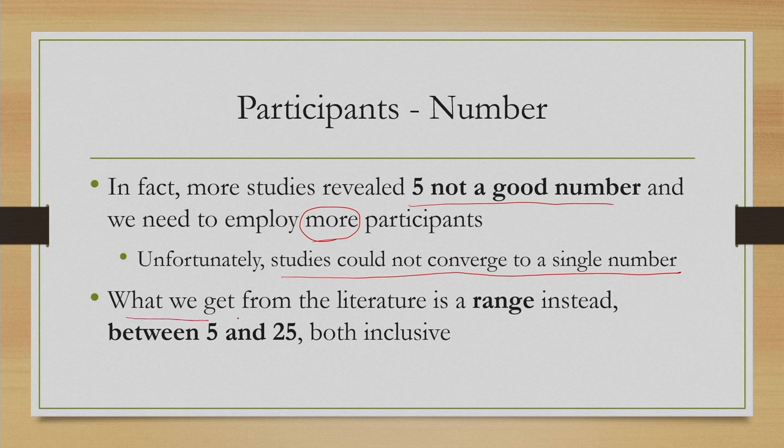So, what we get from the literature is a range of numbers instead of a single number, between 5 and 25, both inclusive. So, essentially what it says is that the number of participants should belong to this range, 5 to 25, at least 5, at most 25, and both these numbers are included. So, we should have at least 5 participants and at most 25 participants to get reliable data for a reliable conclusion.